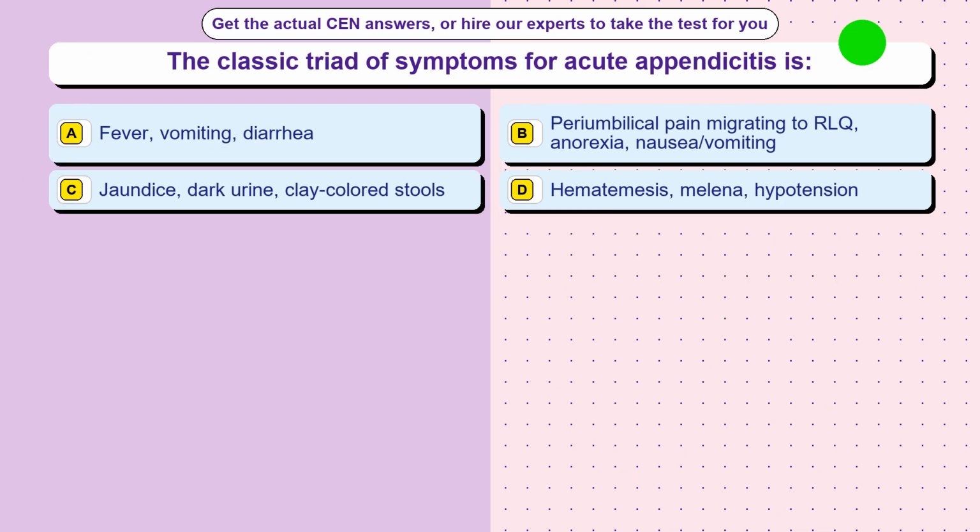Question 68. The classic triad of symptoms for acute appendicitis is Option A, fever, vomiting, diarrhea. Option B, periumbilical pain migrating to RLQ, anorexia, nausea/vomiting. Option C, jaundice, dark urine, clay-colored stools. Option D, hematemesis, melena, hypotension.